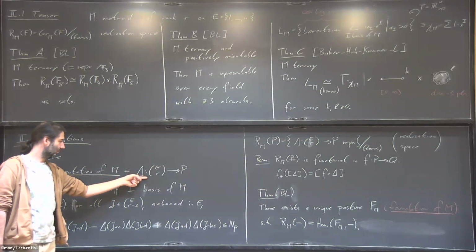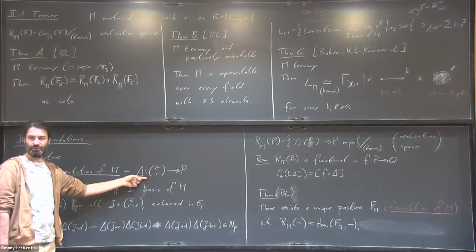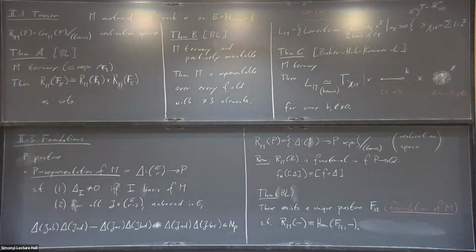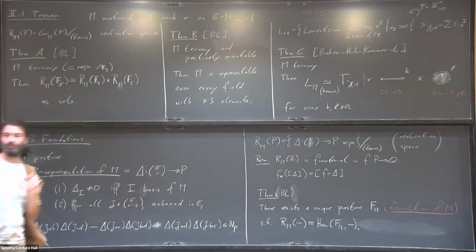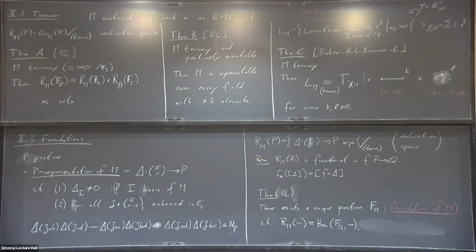This is a Grassmann-Plücker function, so it's just a function that has two properties. One is it's non-zero if and only if I is a basis of M. So the zero pattern of the Plücker coordinates corresponds to M. And the second one is it satisfies all three-term Plücker relations. So don't ask for higher Plücker relations. Okay, so this is what I call a P-representation.